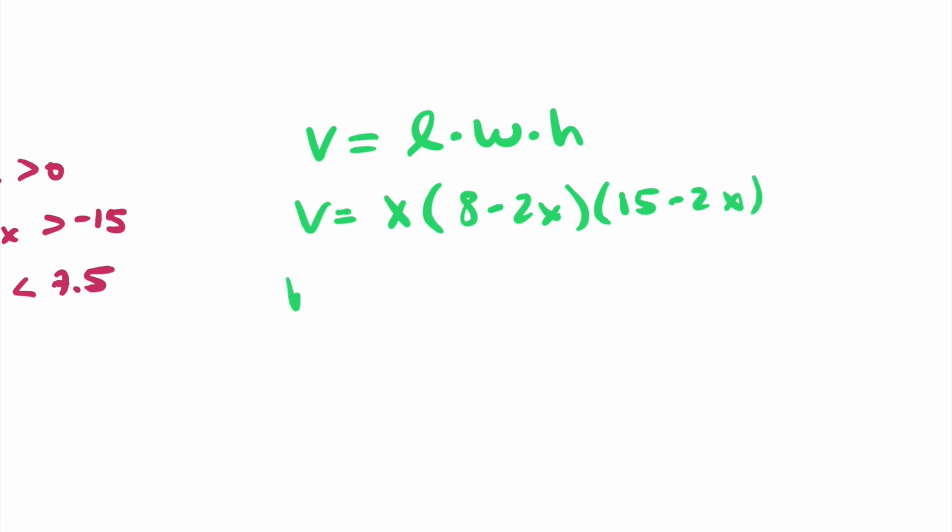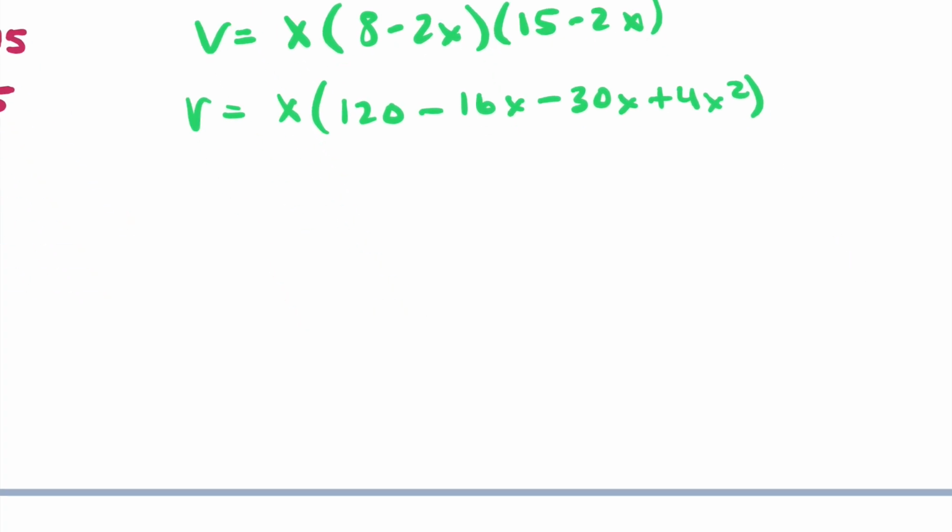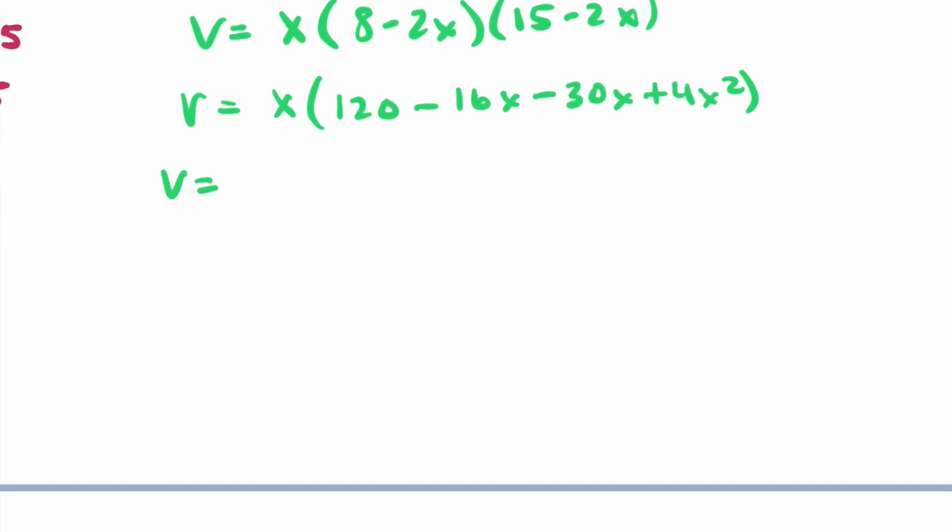Let's work this out and clean it up. I'm going to leave the x out front. We get 8 times 15, that's 120. Take away 16x, take away 30x, plus 4x squared. I'm going to distribute the x across. Feel free to pause if you need to follow my math. I'm also going to rearrange and clean everything up. So 4x cubed, that's 30 plus 16, 46, so minus 46x squared plus 120x.